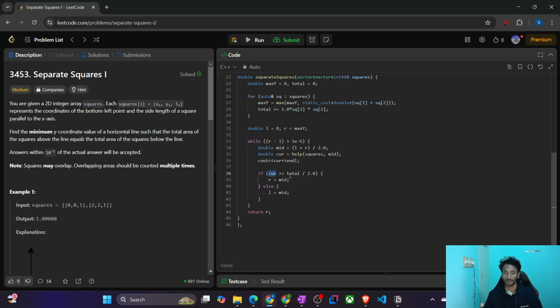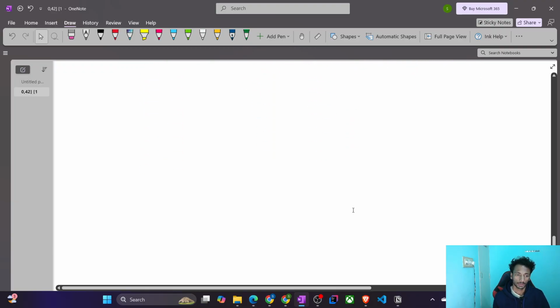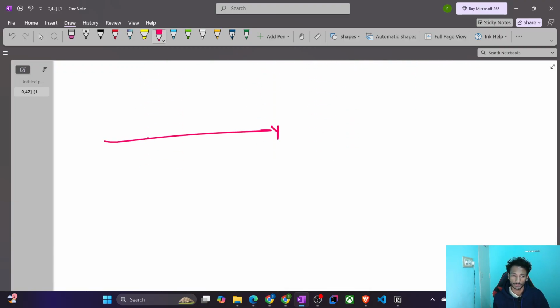If A1 is greater than half, what do I have to do ultimately? I have to equalize the area below the line and the area above the line, so A1 is equal to A2. A1 plus A2 will be equal to total, so if both are equal, then 2A1 is equal to total, and the A1 value will be total by 2. So if this A1 value is greater than or equal to half, meaning total area by 2, then what will I have to do? If this is the line, assuming this is our answer, then this is A2 and this is A1.